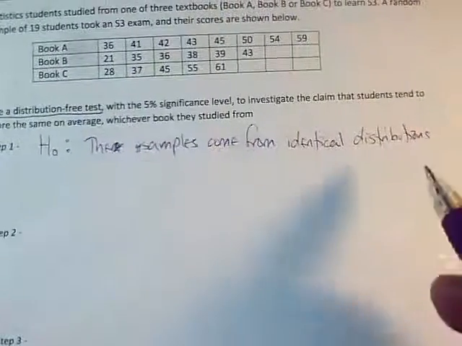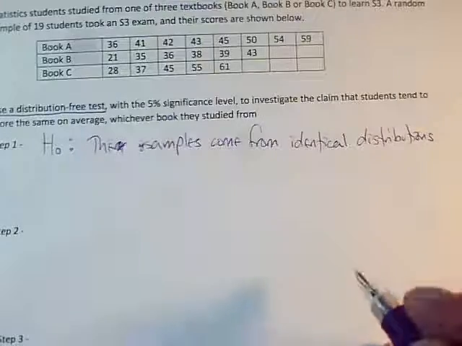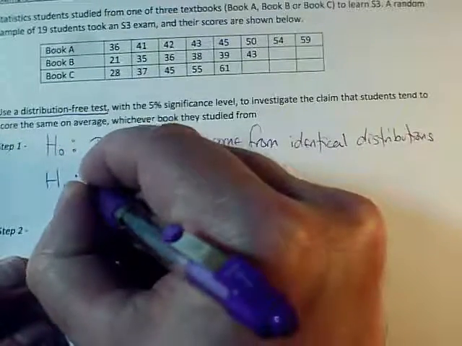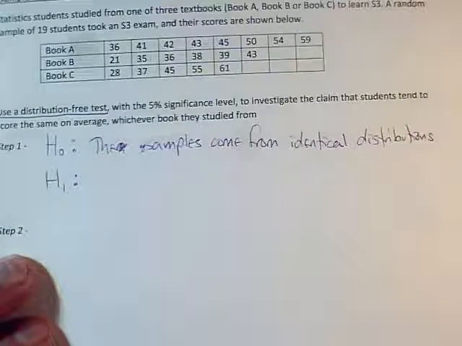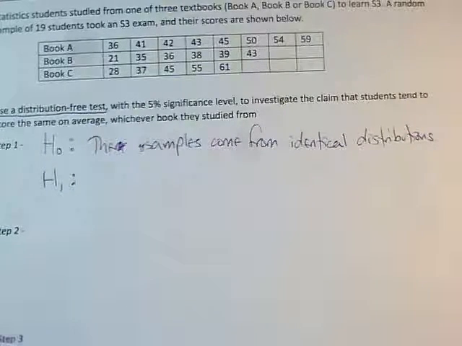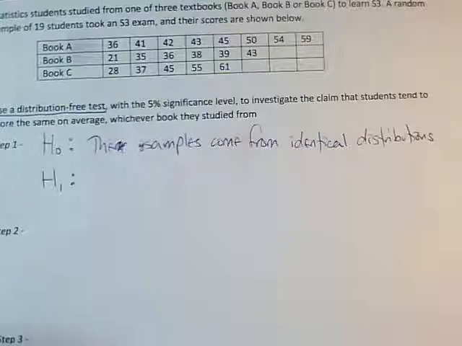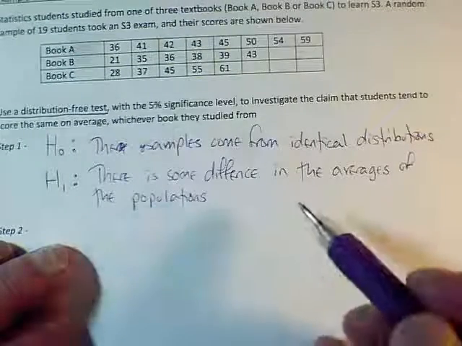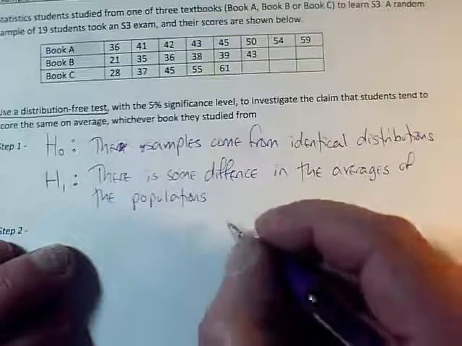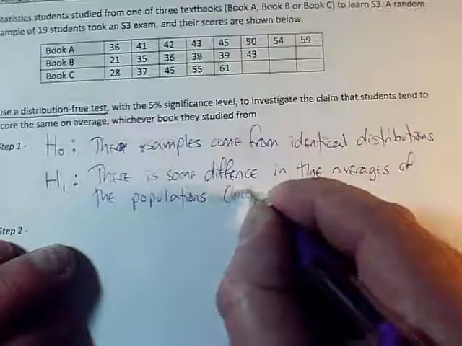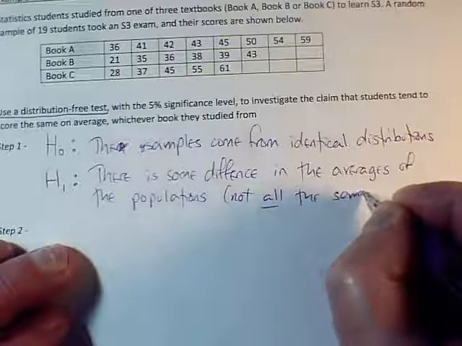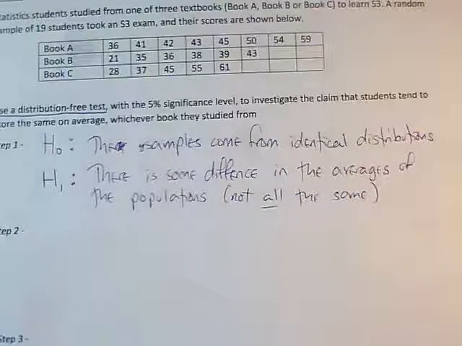So H0 is that their samples come from identical distributions, okay? With H1, now for Mann-Whitney we had to worry about 1- and 2-tailed tests. For Kruskal-Wallis, the H1 will always be that essentially there is some difference, and we're going to be interested in a difference on average. So we're saying there's some difference in the averages of the populations, okay? By which we mean they're not all the same. Could be that a couple of them are the same, but one is different. That would count as a difference in the averages.